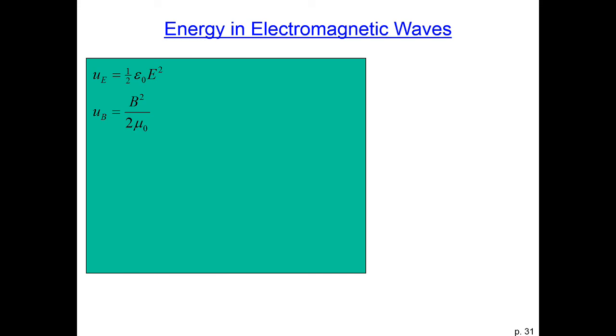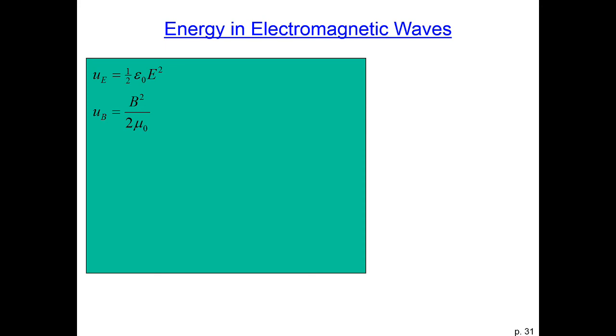Okay, so now we want to find the energy density of electromagnetic radiation. The energy density is this little u. So we have u sub E for the energy density of the electric field, and u sub B for the energy density of the magnetic field. The energy density, this little u, is a measure of the energy per volume. So the question is, how much energy is carried by the electric field in an EM wave? It's equal to 1/2 epsilon naught times the electric field of the electromagnetic wave squared.